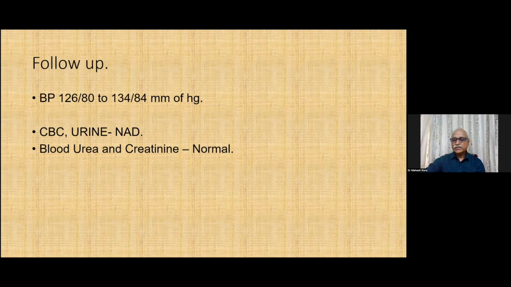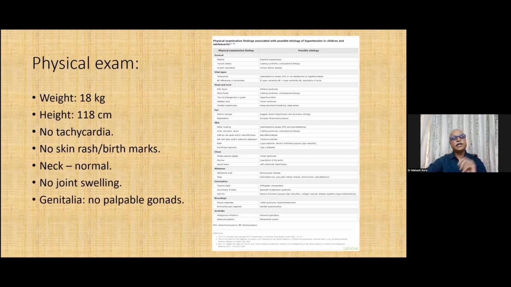Blood urea and serum creatinine were normal, urine was normal. That almost rules out renoparenchymal disease because she didn't have any edema. The weight was normal, height was normal for that age, 7 years, 118. No tachycardia, no flushing to rule out pheochromocytoma, no skin rash for HSP, Henoch-Schonlein purpura or any vasculitis, no joint swelling like arthritis. And genitally, afterwards we saw there were no palpable gonads because she was a female child.